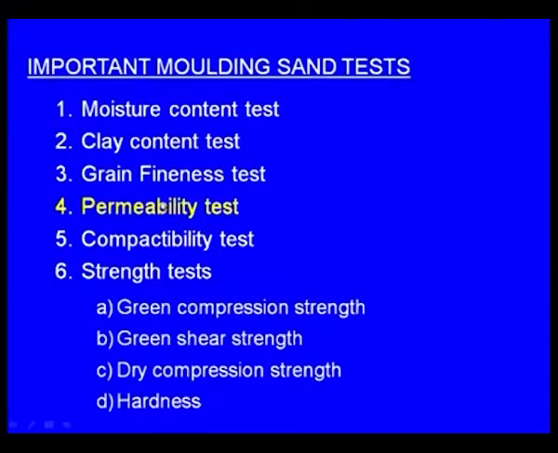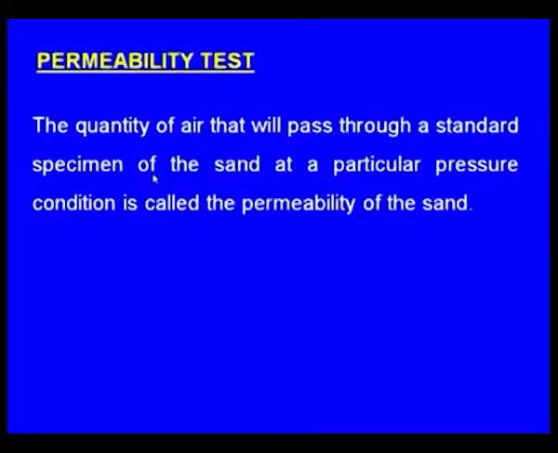Next one, let us see the permeability test. We have seen what permeability is. Permeability is the ability of the molding sand to enable hot gases to pass through the neighboring sand grains and finally to the atmosphere. When we pour the molten metal, the moisture in the molding sand readily reacts with the molten metal and forms steam and hot gases. These steam and hot gases escape through the gaps between the neighboring sand particles and finally leave the mold. So, a good molding sand should have this property of permeability.